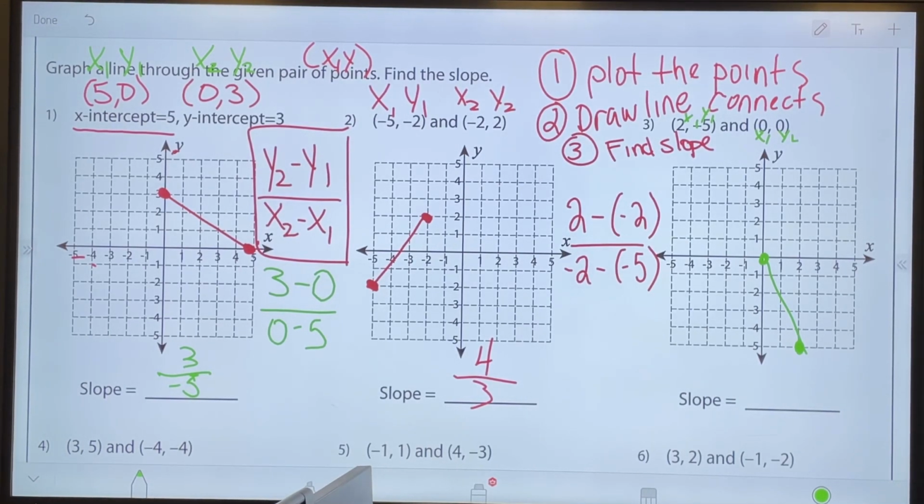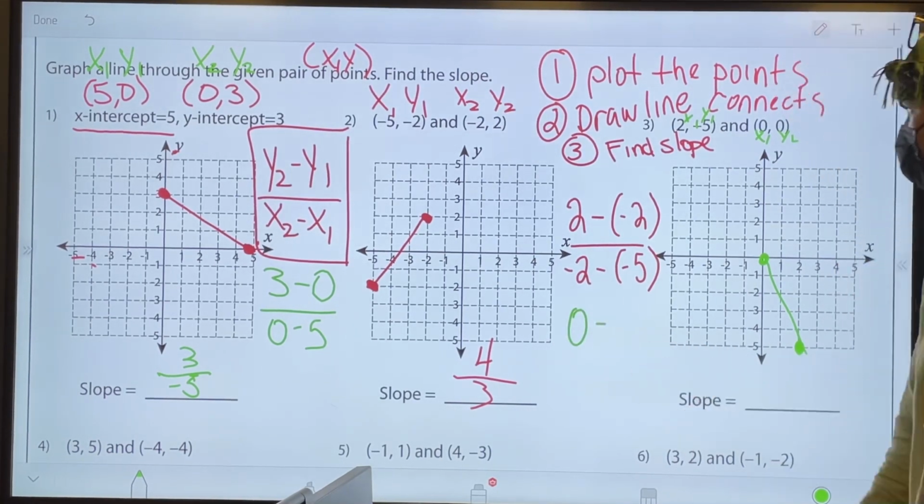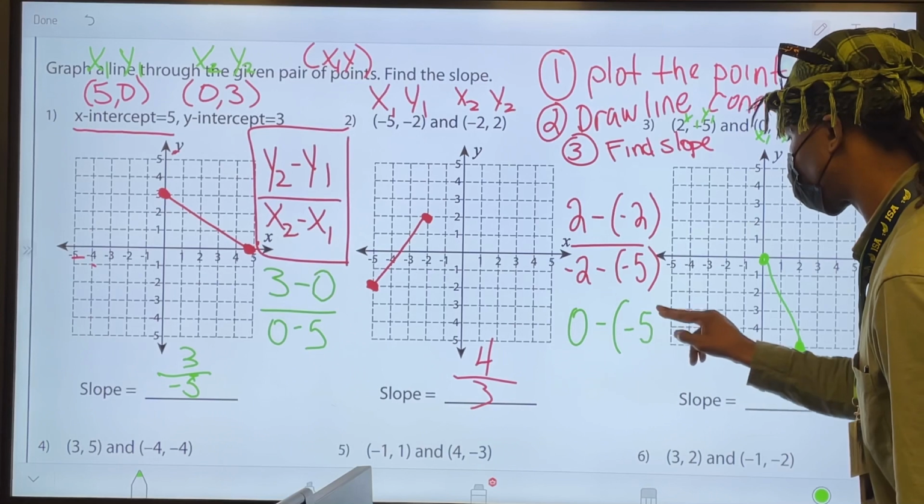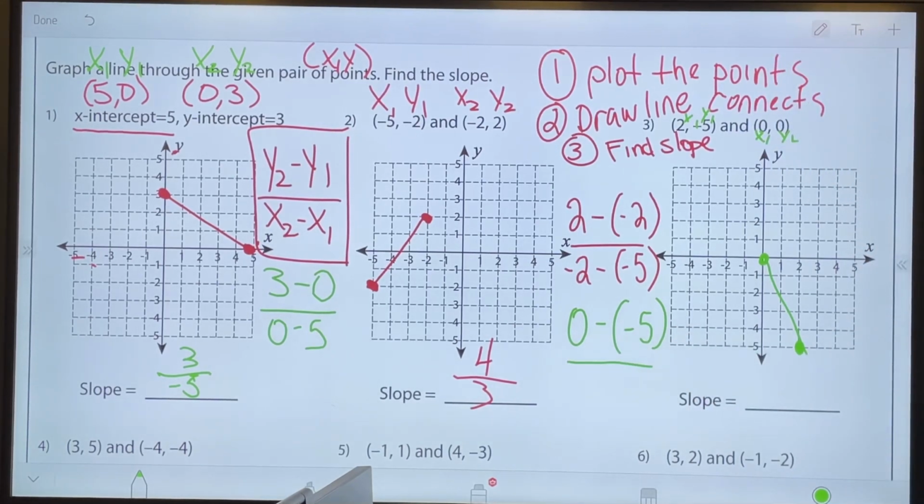Now, set my equation up. You getting this? All right. Set my equation up. What's Y2? Up there, the 0. Over... good. Who said that? 0 minus, what's Y1? Negative 5. 0 minus negative 5 over X1, I mean X2.